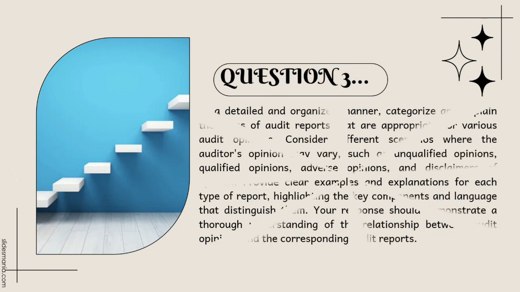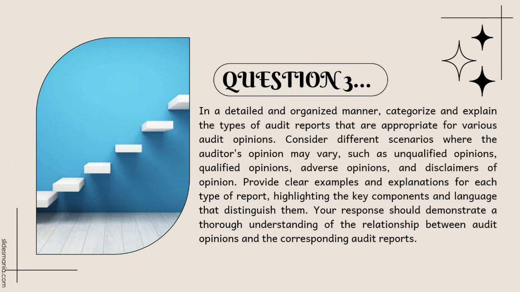Question 3. In a detailed and organized manner, categorize and explain the types of audit reports that are appropriate for various audit opinions. Consider different scenarios where the auditor's opinion may vary, such as unqualified opinions, qualified opinions, adverse opinions, and disclaimers of opinion. Provide clear examples and explanations for each type of report, highlighting the key components and language that distinguish them. Your response should demonstrate a thorough understanding of the relationship between audit opinions and the corresponding audit reports.